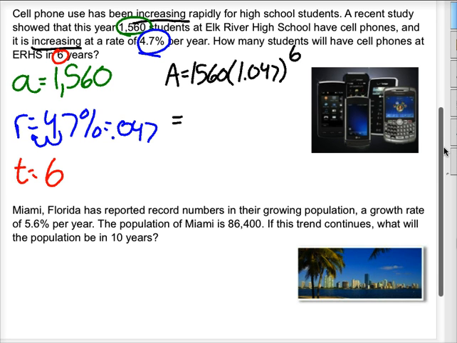And in this case, we're talking about people, right? How many students? So in this case, it would be appropriate to use a whole number. When you're talking about people, so populations, anything like that, it's appropriate to round to the nearest whole number, because we're not going to have parts of people.